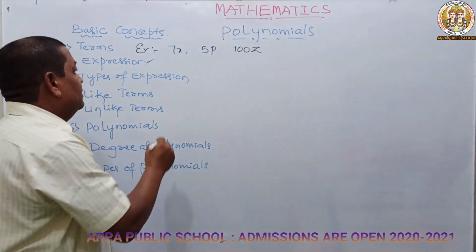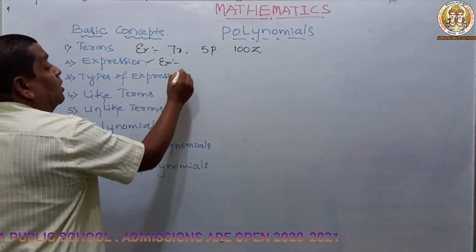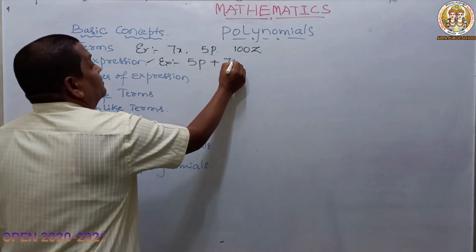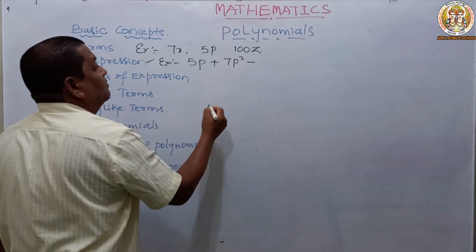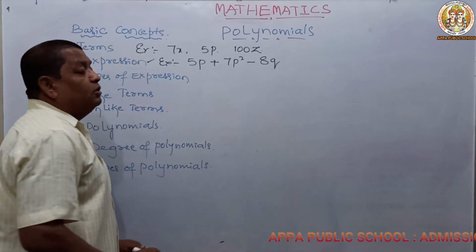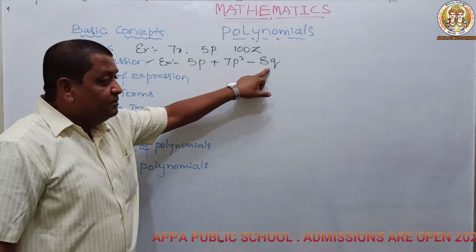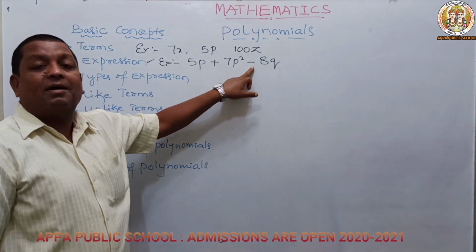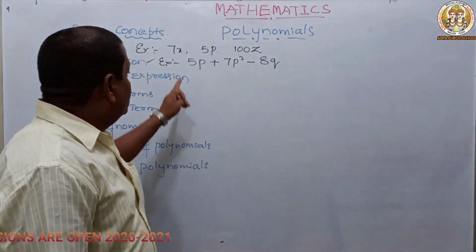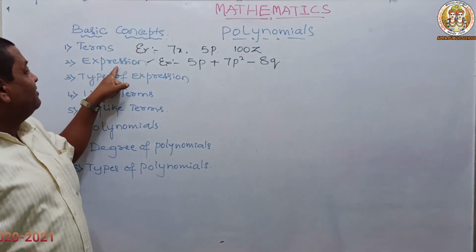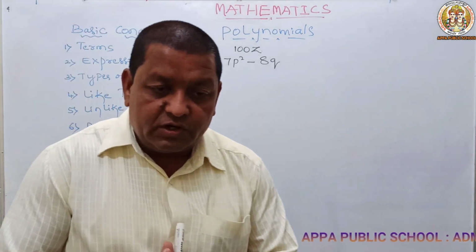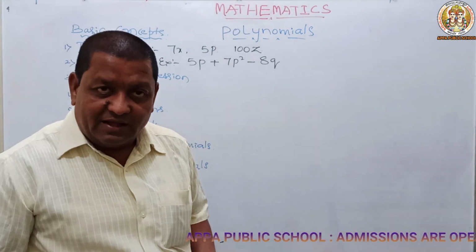Let me give one example: 5p plus 7p square minus 8q. You observe here, these are the terms separated by plus or minus. So this total is called an expression. What do you mean by expression? It is a group of terms which are separated by plus or minus sign.